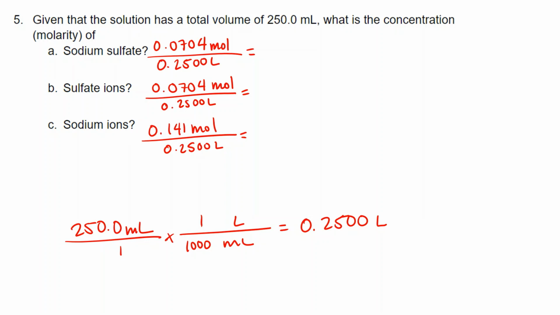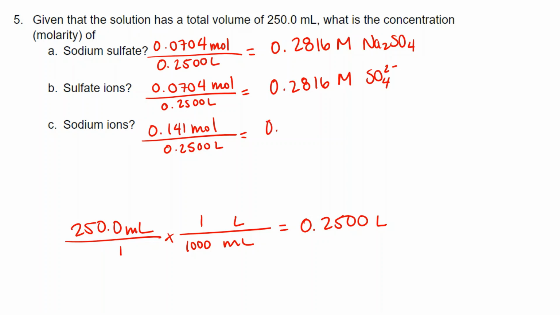So we're going to go ahead and do this math here. The molarity that I get here is this. The molarity of the sulfate is going to be the same, and my molarity of sodium is going to be double that. So we have the concentration for these three solutions now. Or rather, this is the same solution, but we have the concentration of the ions as well as the original solute.